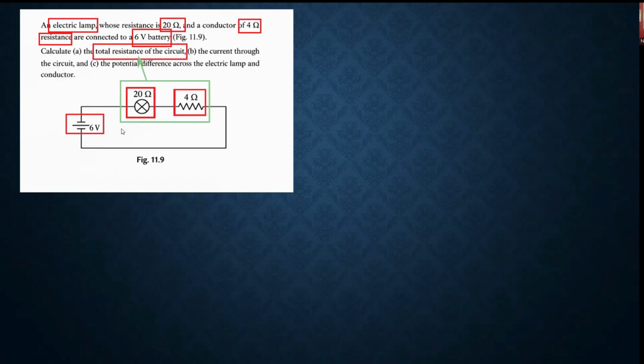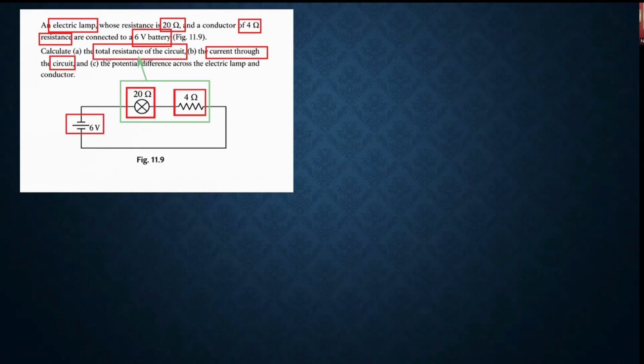Next question is asking the current through the circuit. How much current is flowing in the circuit? We have to remember Ohm's law. Equivalent resistance is 24, and voltage is given. Use Ohm's law and find the current.